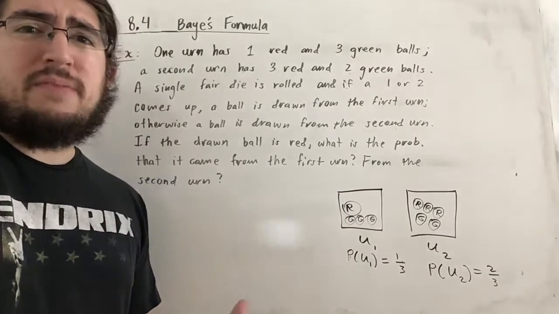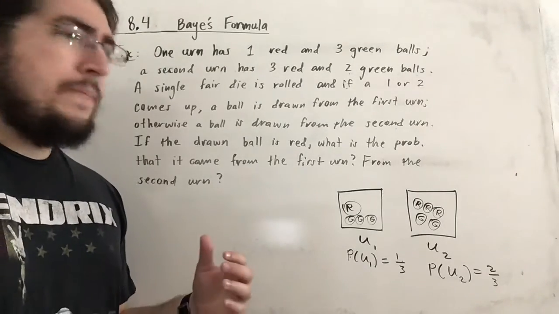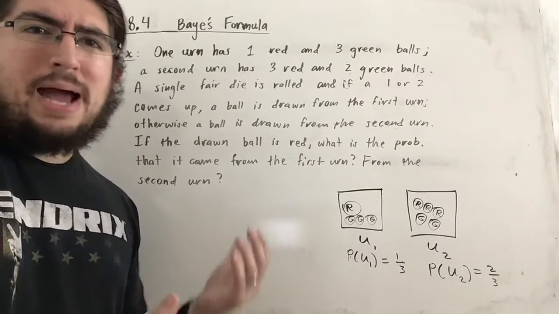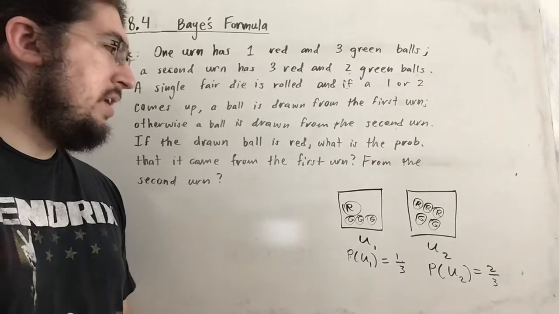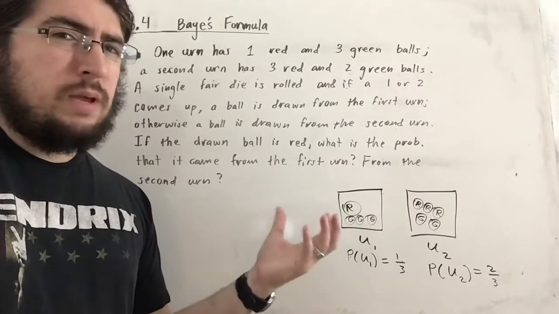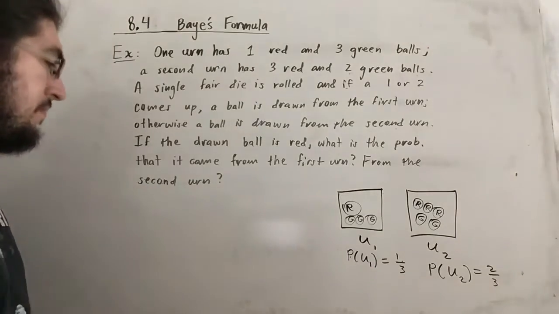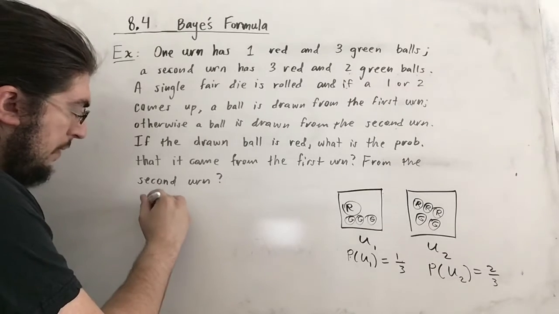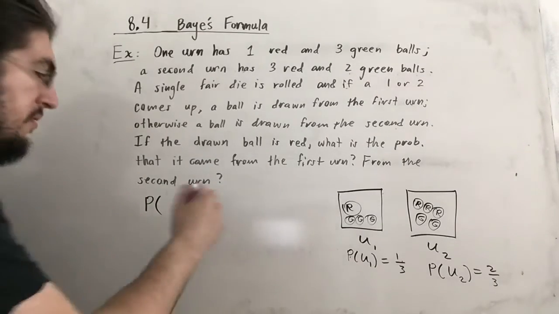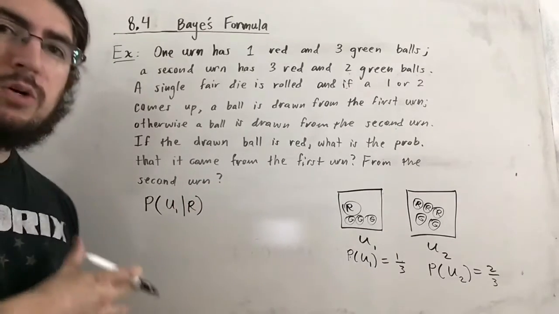Now this is a different type of example compared to the probability problems we saw in the previous sections, because here we're asked essentially to read the past from a future prediction. So depending on what happens now, can we determine the probability of what happened in the past? So let's see. We want to find the probability that it came from the first urn, so the probability of U1, given that the ball is red. That's what we're trying to find out.